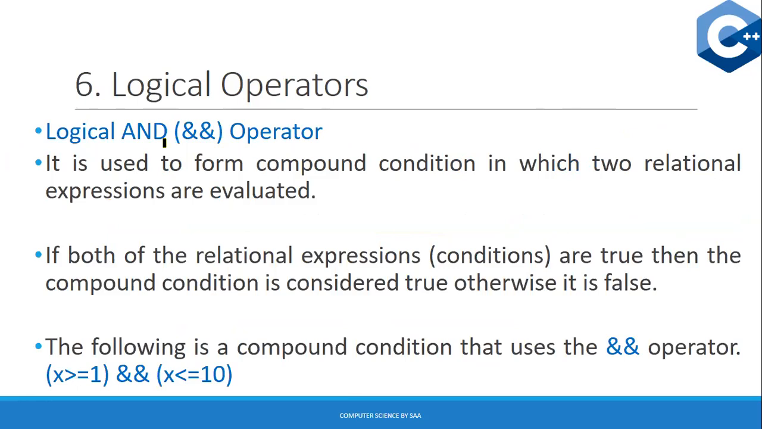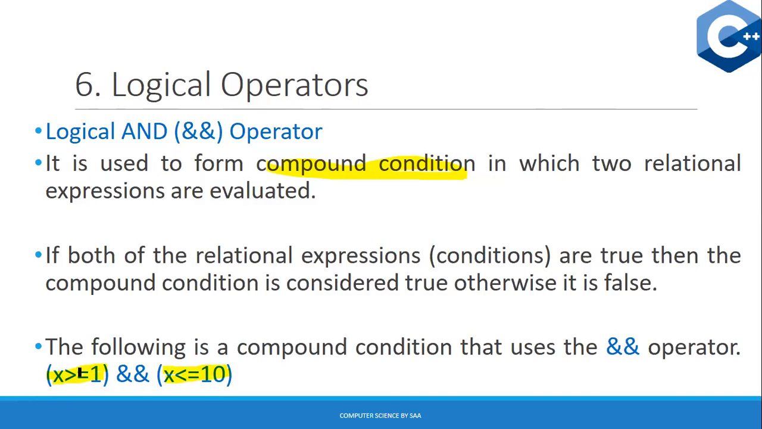First of all, the logical AND operator. Basically, it is used to form compound conditions. Compound conditions mean merging conditions to make one complex condition in which two relational expressions are evaluated. For example, x is greater than or equal to 1 and x is less than or equal to 10. It means we are checking the range of numbers that lies between 1 to 10. We have combined the two conditions.